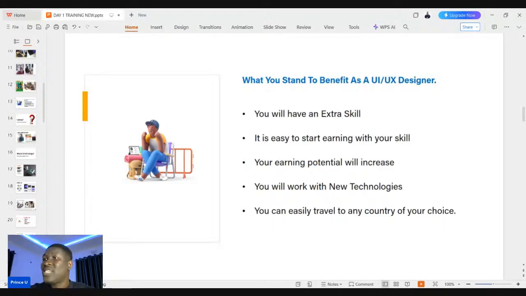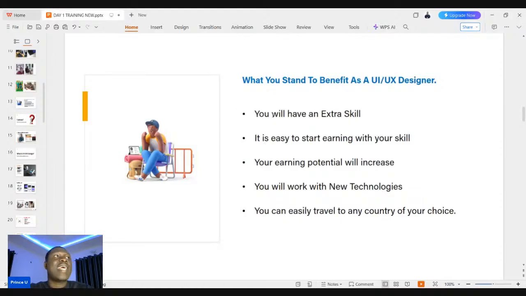So what do you start to benefit when you learn this stuff? First is that you would have learned an extra skill. Like I told you, I'm a marine engineering graduate. So if maybe in 2 years time I get an opportunity in the marine space, I can still go there and come back to my design and all of that. So if you learn this skill, you would have learned an extra skill for yourself.